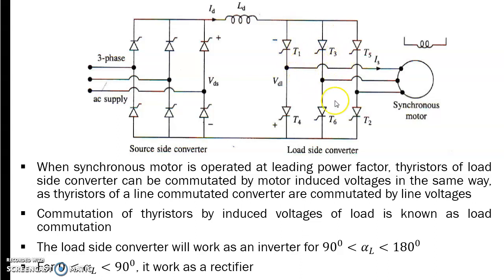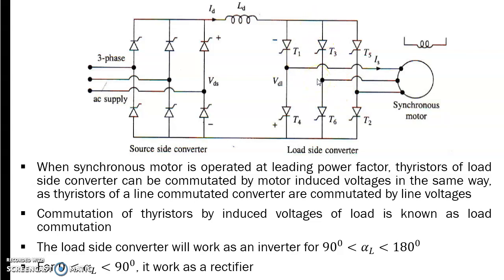And here commutation does not happen by using any line voltages. Line voltages are connected to the source side converter. Here the commutation is by using the induced voltages, here the stator induced voltages, so that the synchronous motor is the load. So load commutation happens in the case of the load side converter. That is why it is known as a load commutated converter.